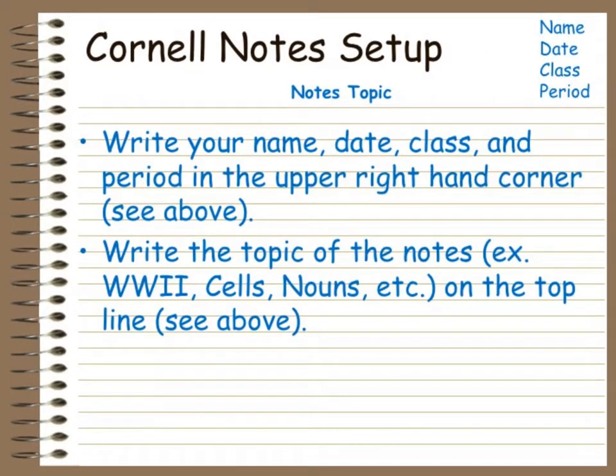So how do you take Cornell Notes? Well, first you have to set up your page. You can't just use a blank piece of paper. So the first thing you do is write your name, date, class, and period in the upper right-hand corner of your paper. Then write the topic of the notes on the top line. So for example, you could use World War II, cells, nouns, or for this class, you would use motion for your first Cornell Notes.